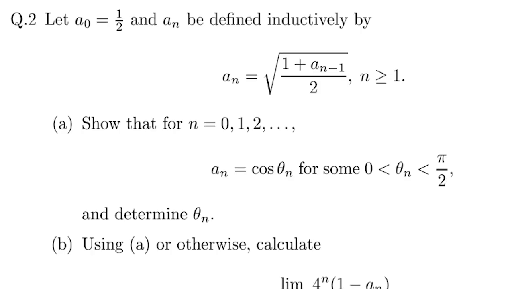Now in the second question, it says if a0 is 1 by 2 and an is defined inductively by an equals under root of (1 plus an minus 1) by 2, then show that an equals cos theta n for some theta n lying between 0 and pi by 2, and we need to determine theta n. Now we are given a0, which is 1 by 2, which is cos 60, and that is cos pi by 3. And let us say this is cos theta. So theta here is pi by 3.